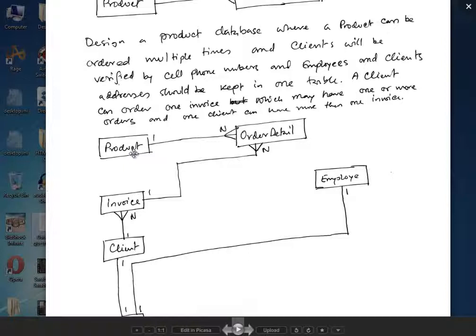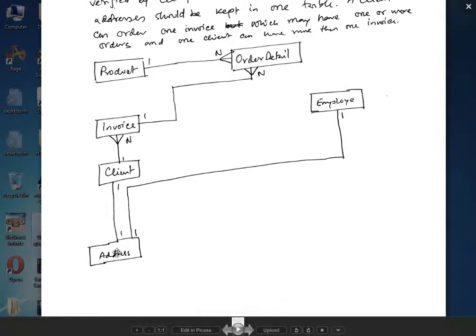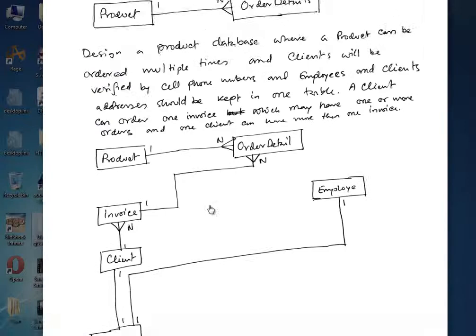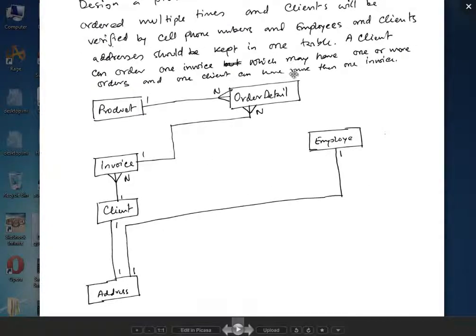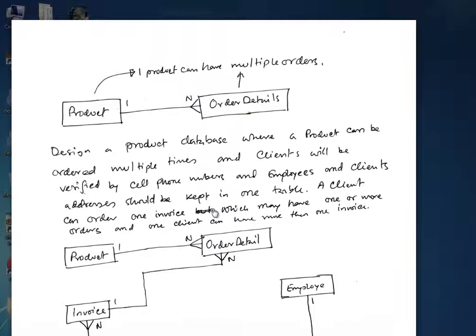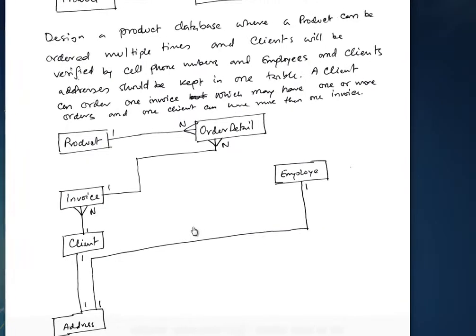So a product can have multiple order details, and invoice. An invoice can be ordered by one client, one client can order multiple invoices, and one invoice could hold multiple orders. That's simple. And the clients' and employees' addresses should be kept in another table for optimization purposes. The cell phone number should be verified by your programming system. It shouldn't be designed here. So that's it. So how can you do it on a computer?